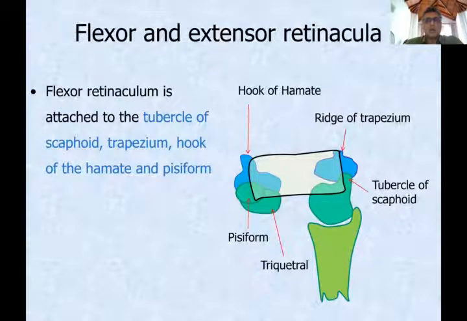Now the flexor retinaculum, as you can see here, is attached to 4 of the 8 carpal bones.